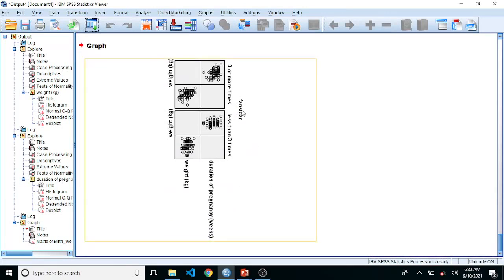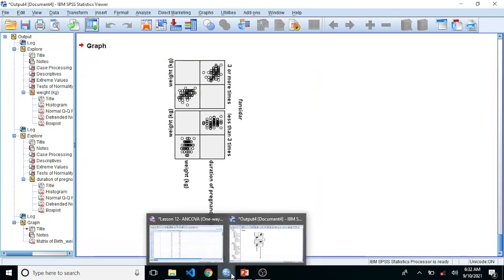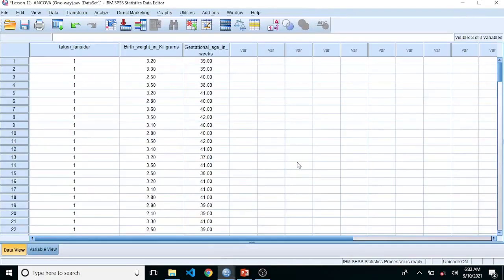So we expect to see a linear relationship from bottom left to top right, but we don't see that here. So the assumption is fairly not met. However, we will continue with the other assumptions. The next assumption is the assumption of homoscedasticity.